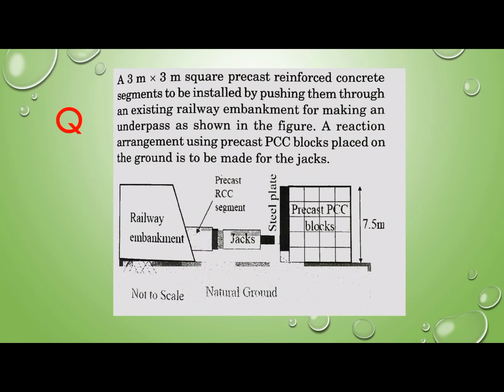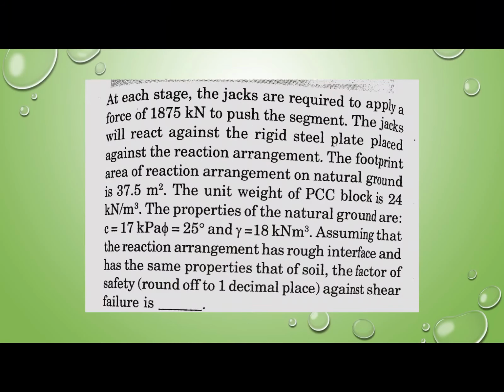So we have our first question. A 3 meter by 3 meter square precast reinforced concrete segments to be installed by pushing them through an existing railway embankment for making an underpass as shown in the figure. A reaction arrangement using precast PCC blocks placed on the ground is to be made for the jacks. At each stage, the jacks are required to apply a force of 1875 kN to push the segment.